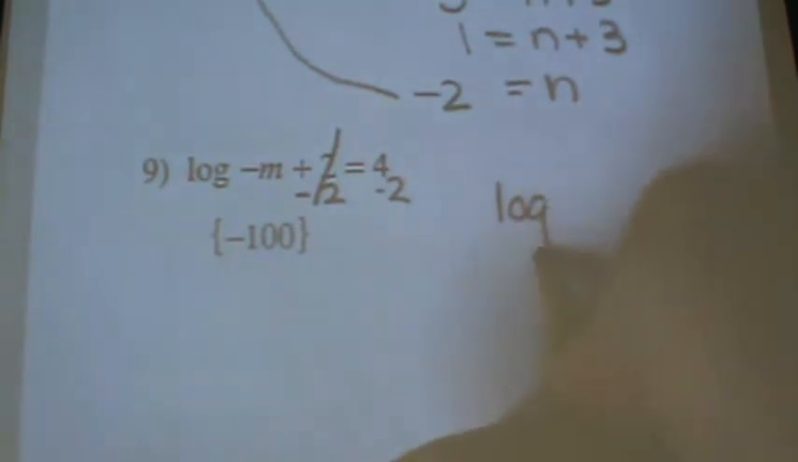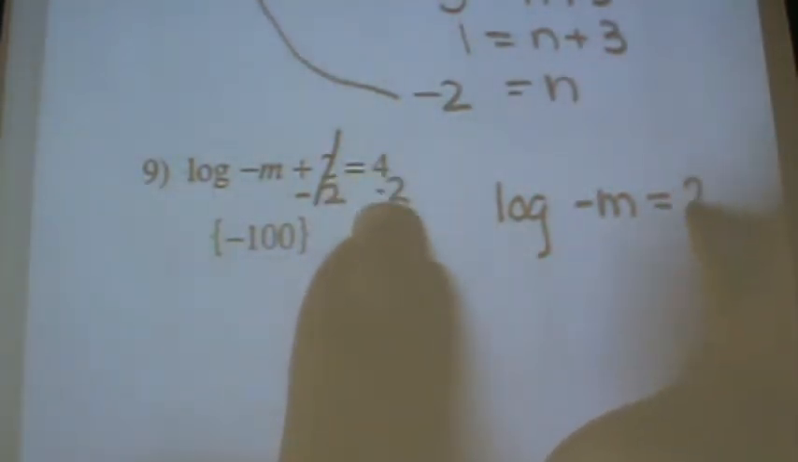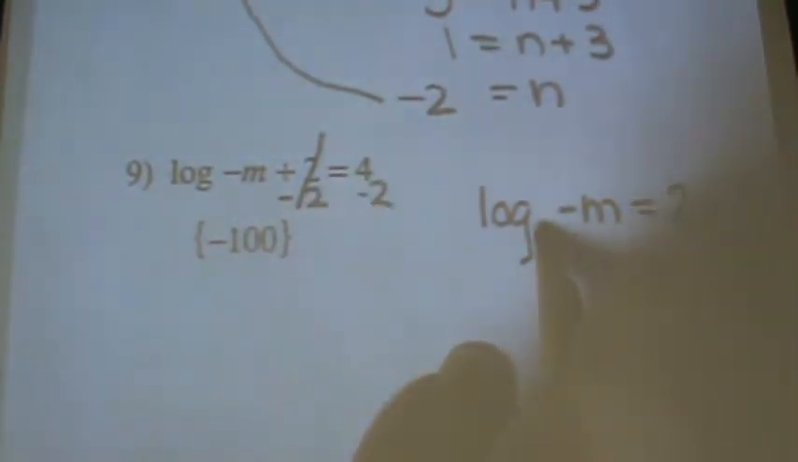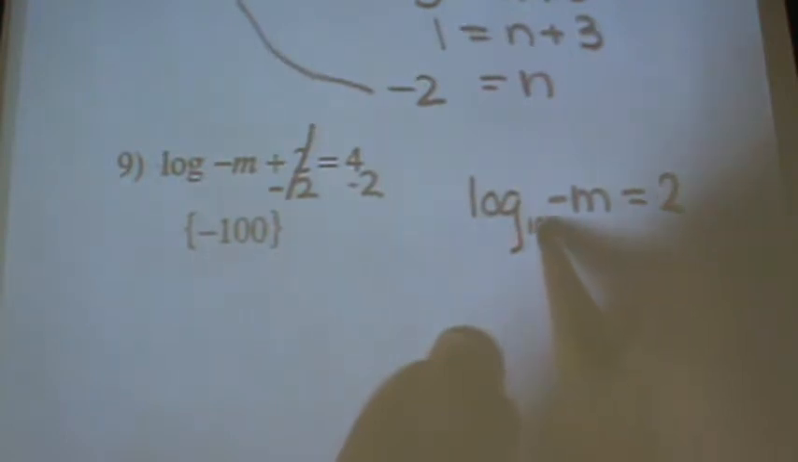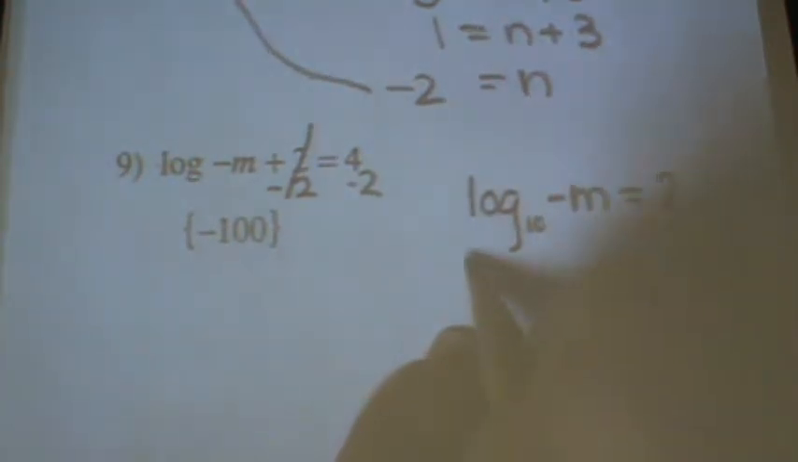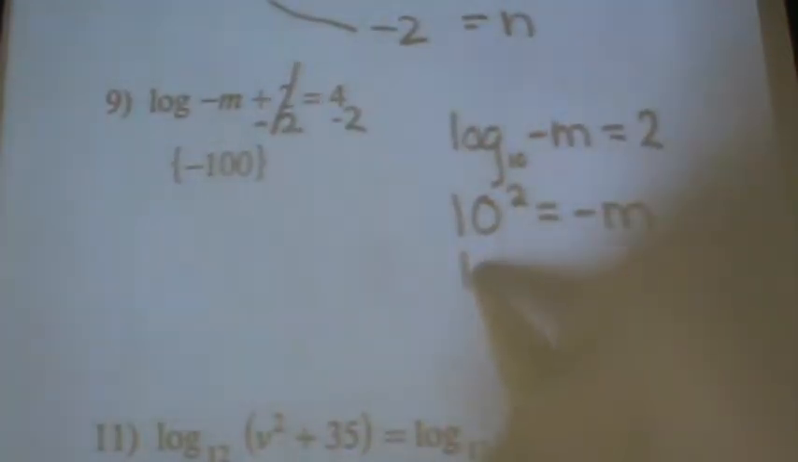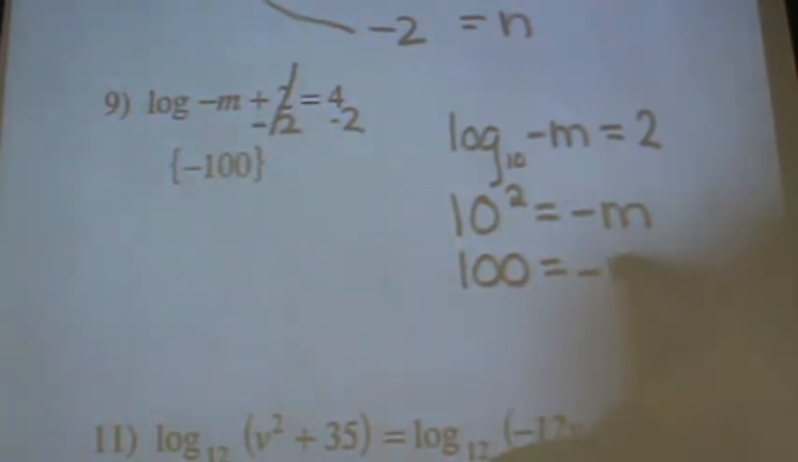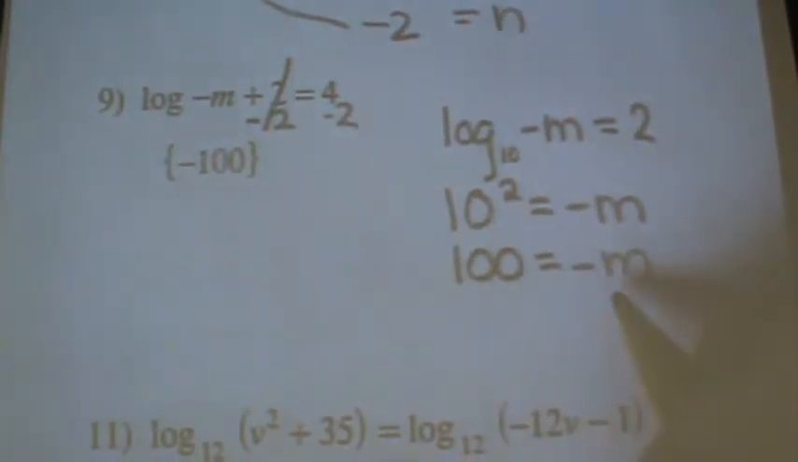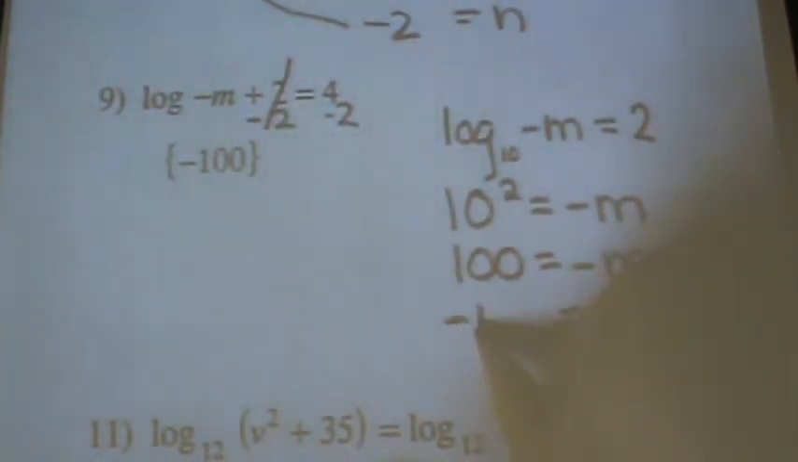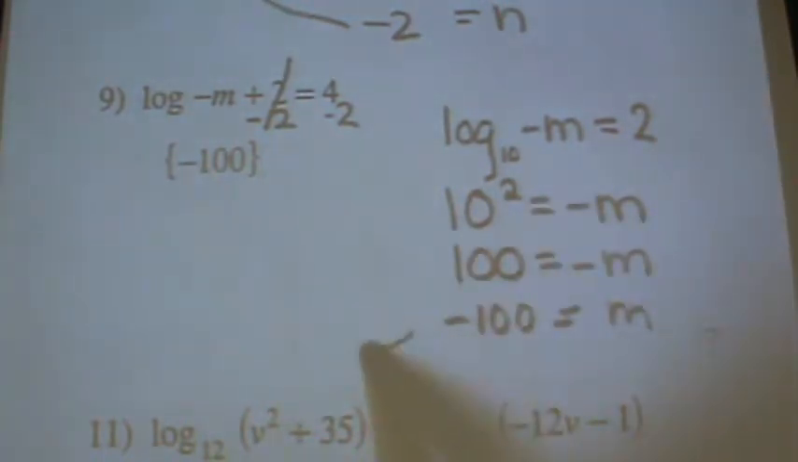So you have the log, it's base 10, of negative m is equal to 4 minus 2, which is 2. Now rewrite this. It's 10 to the second power is negative m. And 10 to the second power is 100. Divide by negative 1, and m is negative 100.